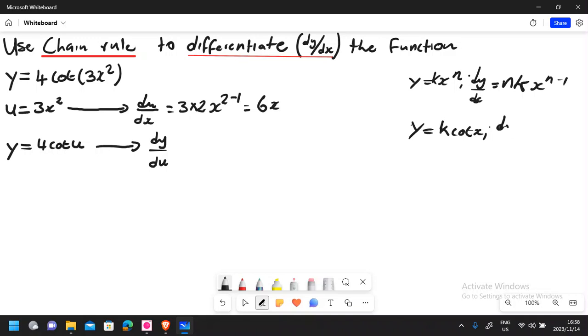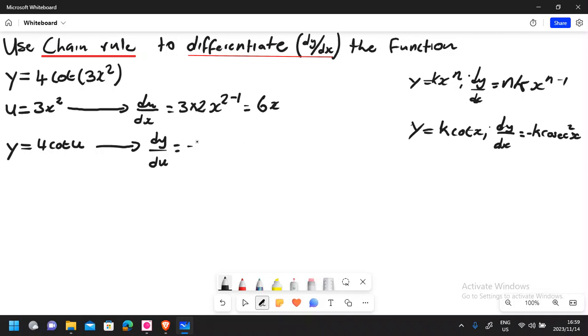The dy over dx for this one, if you still remember, is going to be negative because of this cot: negative k, and then we have cosec squared x. Remember, the derivative of cot is negative cosec squared, hence we have the negative there. Alright, so let's derive this one.